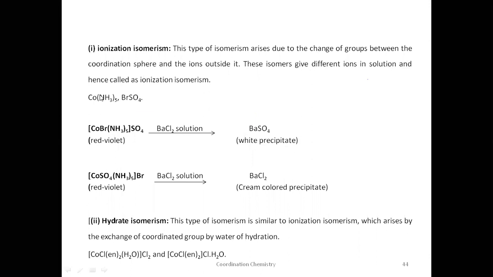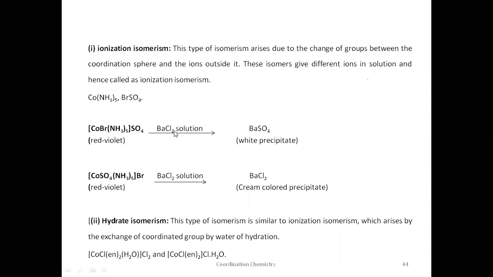For example, when these two compounds are combined, we get two types of complexes. One is red violet, and the other is red, only reddish. One is red in color, another one is red violet in color. And how do you distinguish these two complexes? The molecular formula is the same: the number of molecules and the stoichiometry are the same.